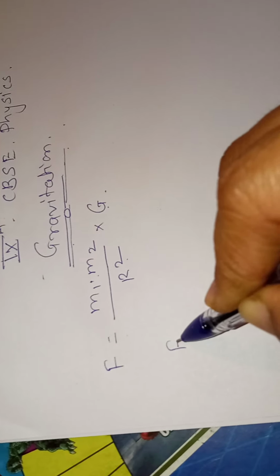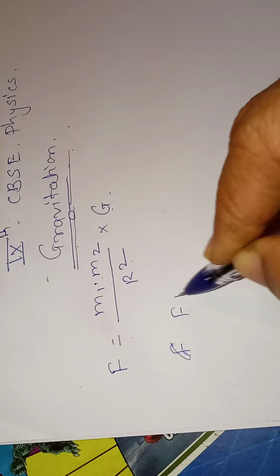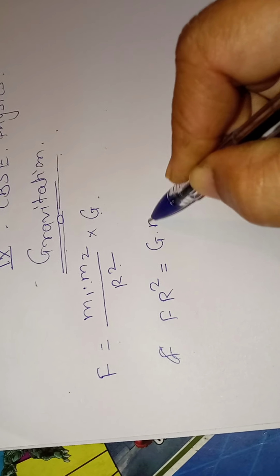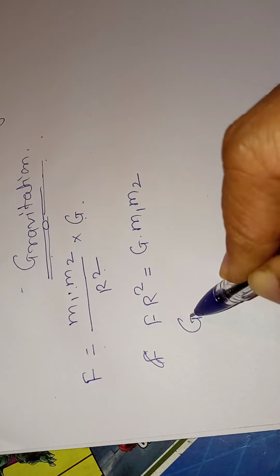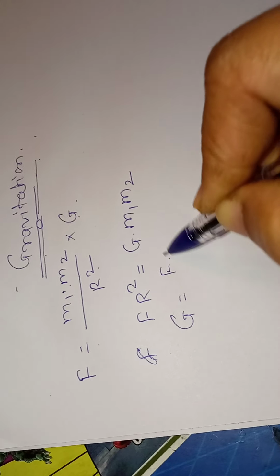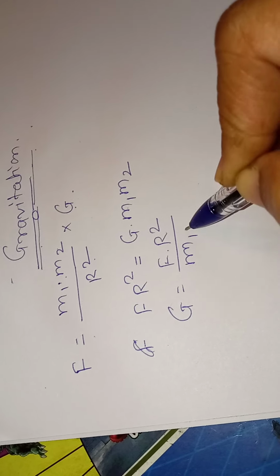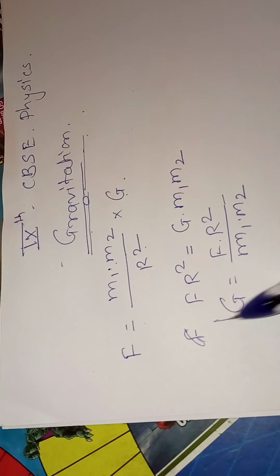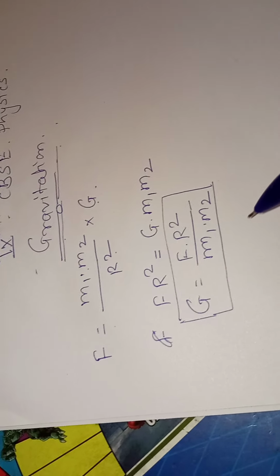We know this. From this we find the formula of G, that is F r square is equal to G into m1 dot m2, that is G is equal to F r square upon m1 dot m2. We have the formula for G. G is called the universal gravitational constant.